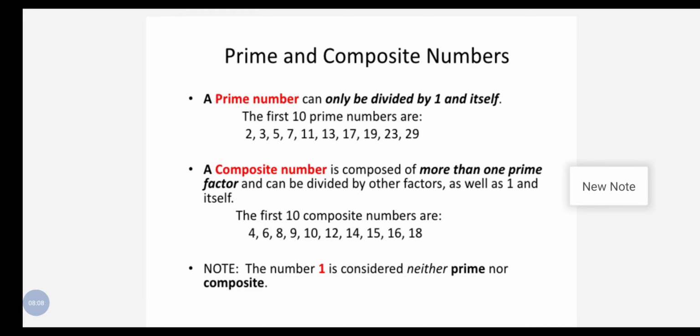Dear students, please note it down that 1 is neither a prime number nor a composite number, because 1 has no factor. Means there is no other factor of 1. So 1 is not a prime number and nor a composite number. So this is all about prime numbers and composite numbers.